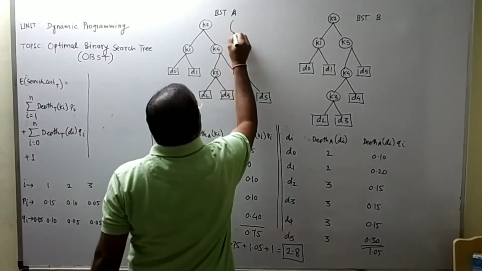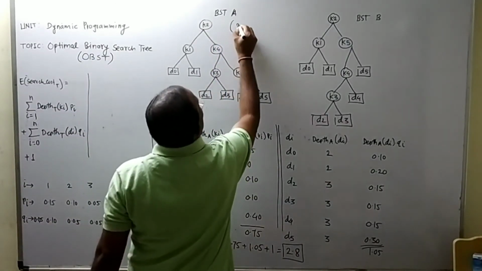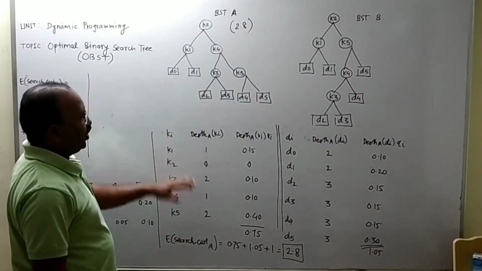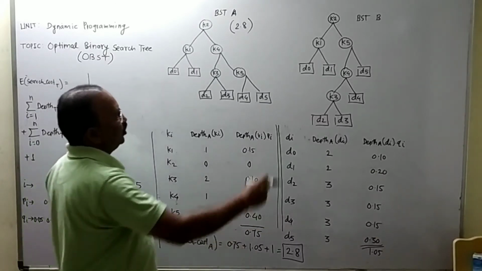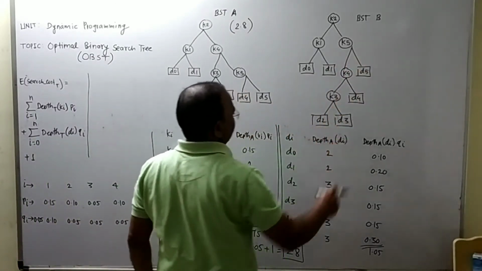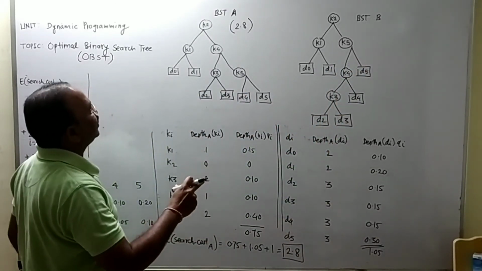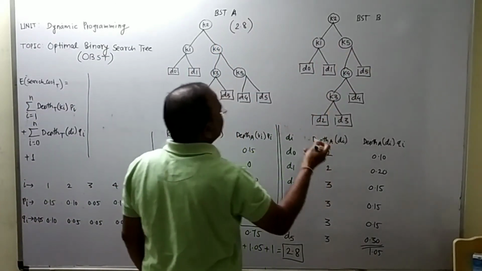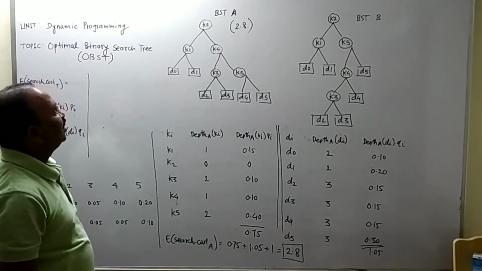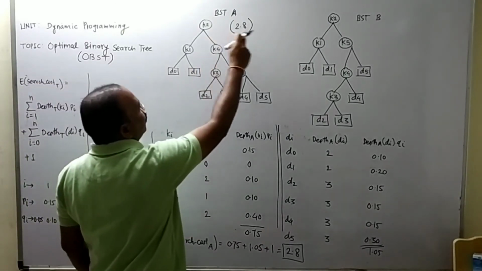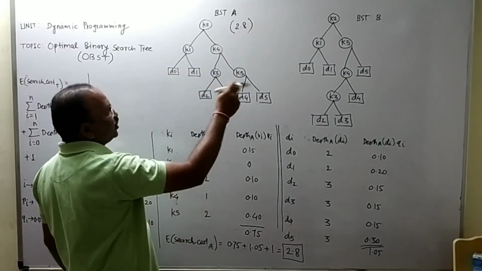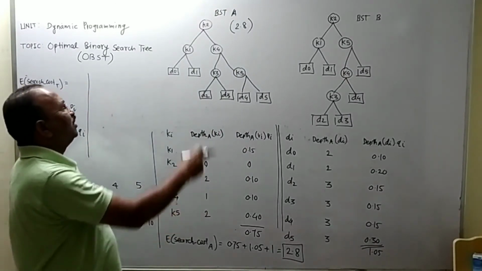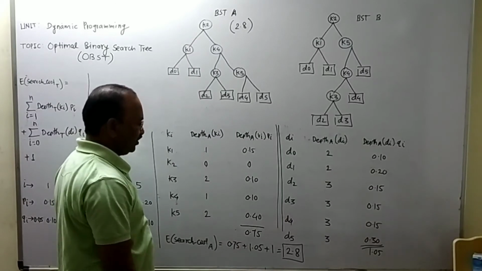The searching cost of this is 2.8. In a similar way, find out the expected searching cost of BST-B and then compare the searching cost of BST-A and BST-B to get the OBST. Now, out of these two BSTs, the BST which gives us the minimum expected searching cost is nothing but the OBST, the optimal binary search tree.